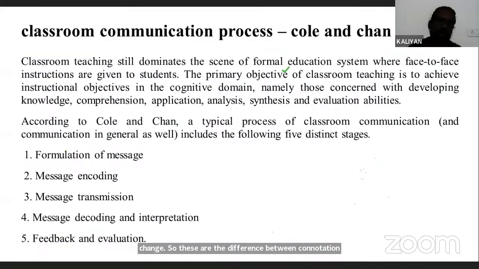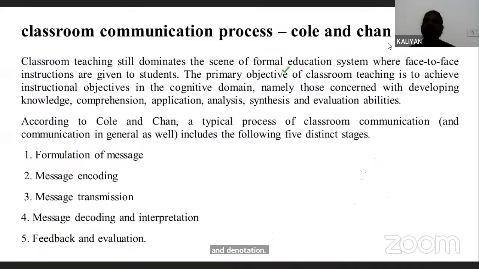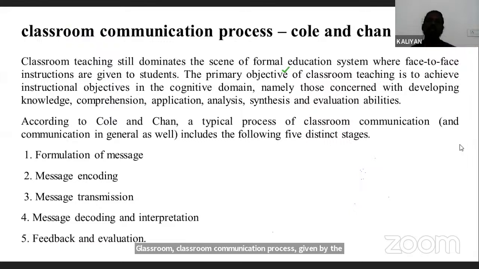And next is the classroom communication process given by the Cooley and Chan model. Communication is very important in the teaching field. Classroom teaching still dominates the scene of formal education, where face-to-face instruction is given to the students. The primary objective of classroom teaching is to achieve the instructional objectives in the cognitive domain, that means knowledge production, for those who are concerned with developing knowledge, comprehension, application, analysis, synthesis, and evaluation abilities.